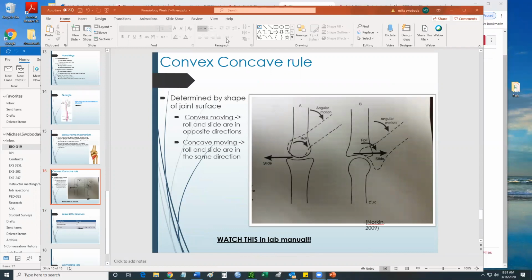Now, this convex-concave rule, this is an arthrokinematic concept here. So remember, arthro is joint surface, which you can't see. So this is telling us what's happening inside the knee that we can't see.